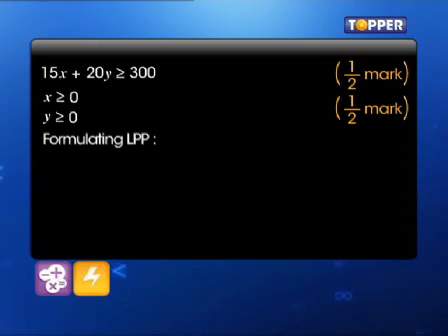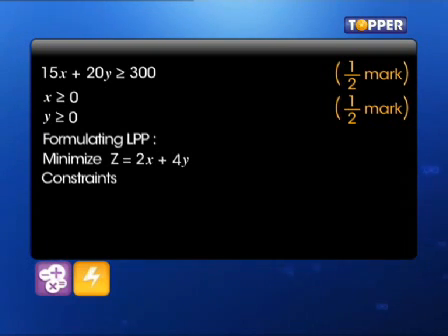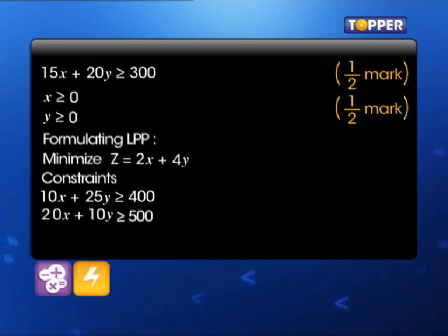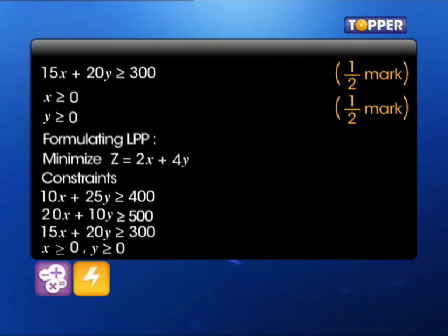The LPP is now ready. Minimize the cost Z equal to 2x plus 4y subject to the constraints. 10x plus 25y greater than or equal to 400. 20x plus 10y greater than or equal to 500. 15x plus 20y greater than or equal to 300. And the non-negativity constraints, which is x and y are greater than or equal to 0. And we successfully score that last 1 mark. In today's episode, we only formulated linear programming problems, but we did not solve them. We shall do that later.